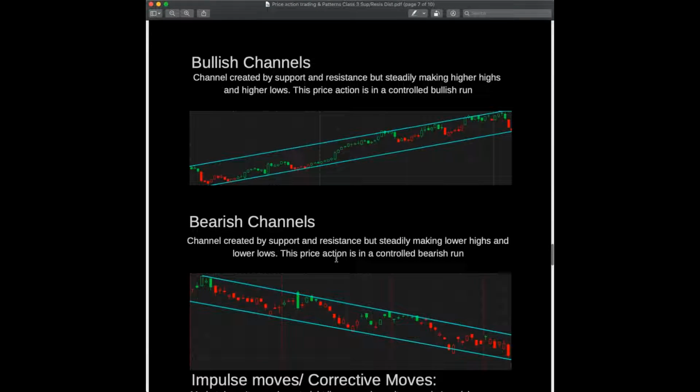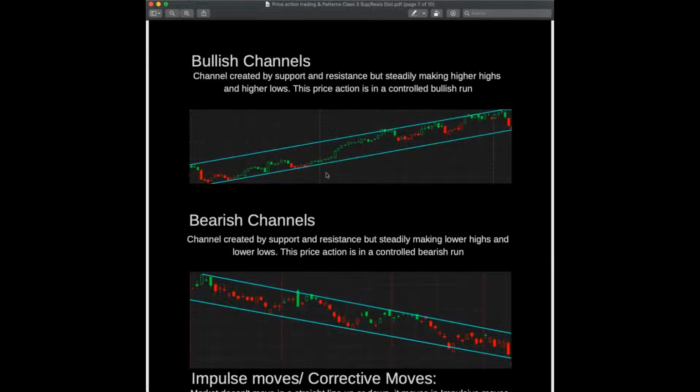Now we have bullish and bearish channels. Now, a channel is created by support and resistance steadily making higher highs and higher lows. So here with the bullish channel, we're uptrending, but we're in a controlled bullish run. So we have buyers here and we have sellers here. So we're in a controlled bullish run. We can't exceed each side. If we do, that's a breakout.